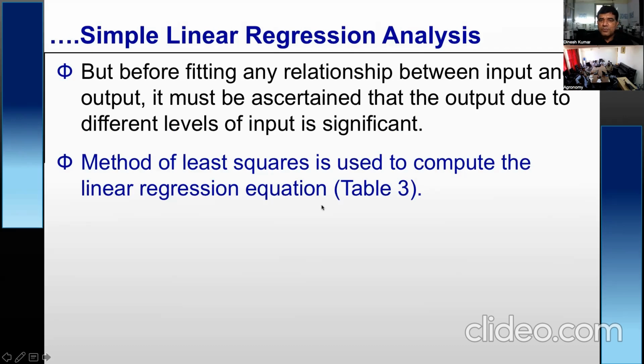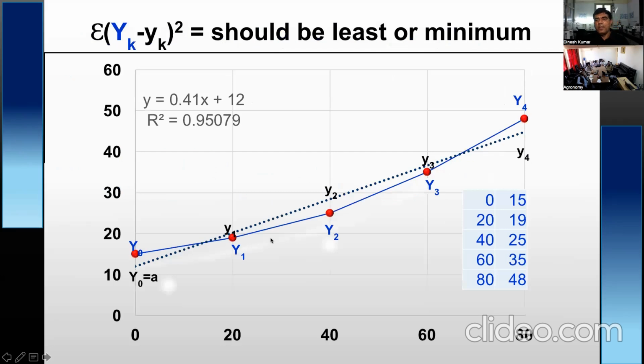Now, the method of least squares is used to compute the linear regression equation. You can see here, try to understand this line. On the x-axis, you have fertilizer doses, 0, 20, 40, 60, 80 kg per hectare. On the y-axis, you have yield, suppose in quintals per hectare, 10, 20, and so on. And you have recorded the data at control, at 0.